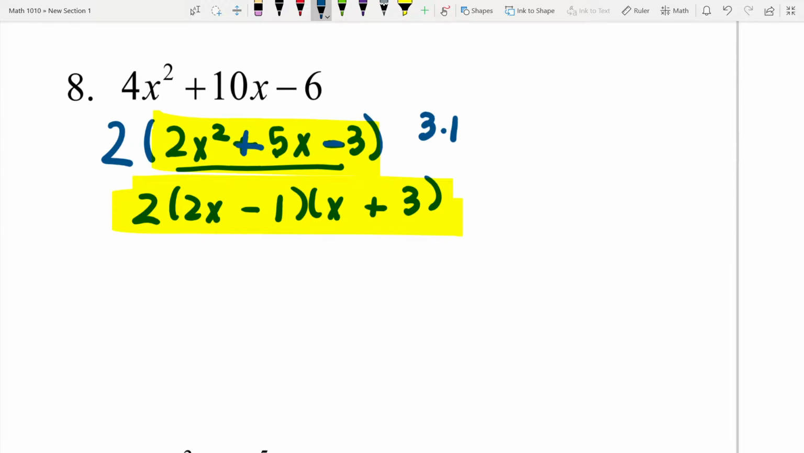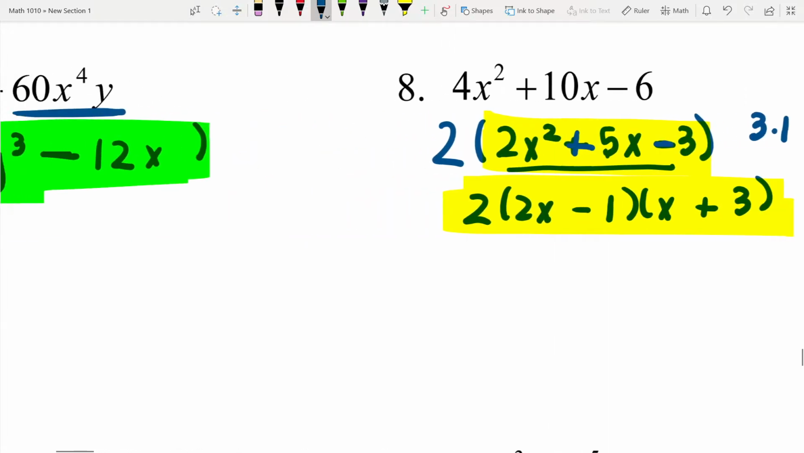If you struggle with factoring, then maybe the method that you're using is not working for you, and you should try to swap over and use the method that I'm doing so that you can actually factor well. Okay, so that's my advice on factoring.